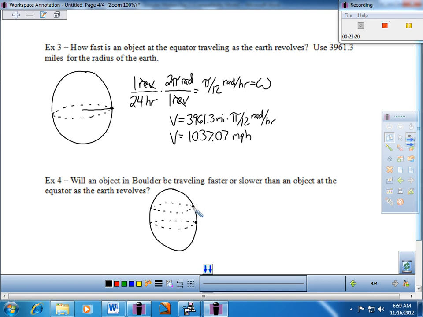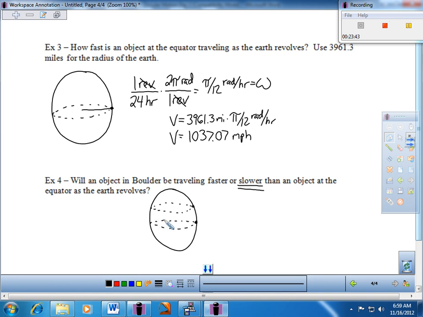Do you think us in Boulder are traveling faster or slower than somebody down here at the equator? If you think about one of the problems we just did about 5 or 10 minutes ago, I think we can come up with the fact that it's probably slower than an object at the equator. Why is that? Same logic. As a point moves in circular motion in Boulder, look at the circle that it's traveling around. It's a smaller circle than the one at the equator, so it's traveling less distance in the same amount of time. In order to do that, it's going slower.